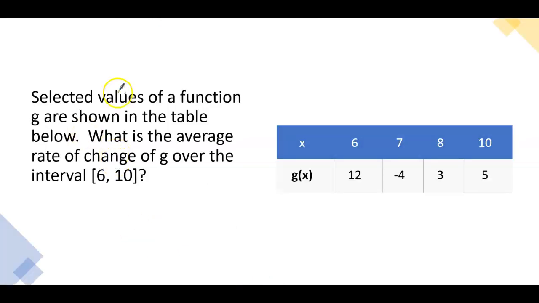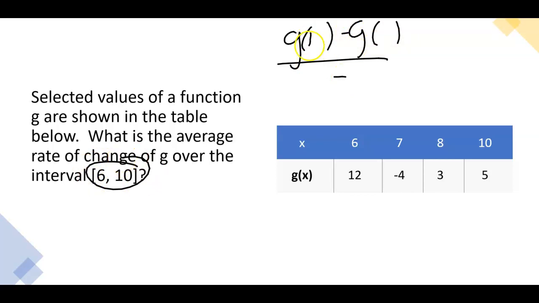It says selected values of a function g are shown in the table at the right here. What is the average rate of change of g on the interval from 10 to 6? Well, it's another average rate of change, right? So we have g of blank minus g of blank over blank minus blank. There's my numbers that go in the blanks, and the order does matter, right? The biggest number goes in first.